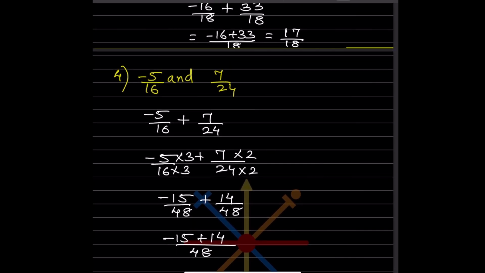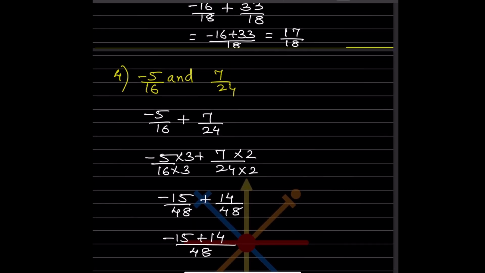Again from here, minus 5 by 16 and 7 by 24. So minus 5 by 16 and this is plus 7 by 24. When you take the LCM of this one, that is going to be 48. So 16 3s are 48 and 24 2s are 48.